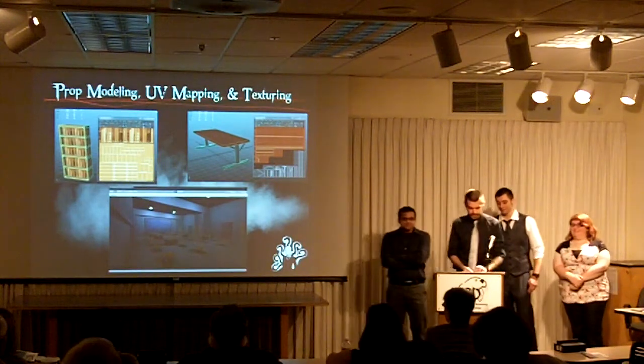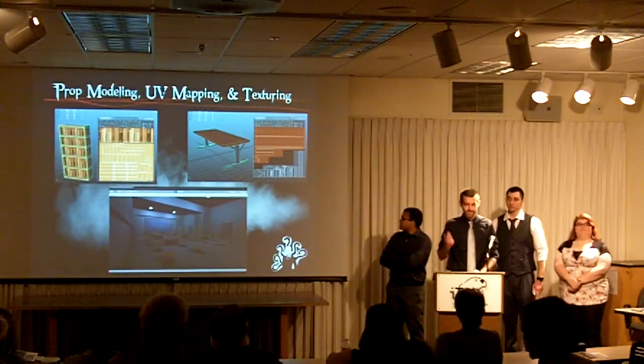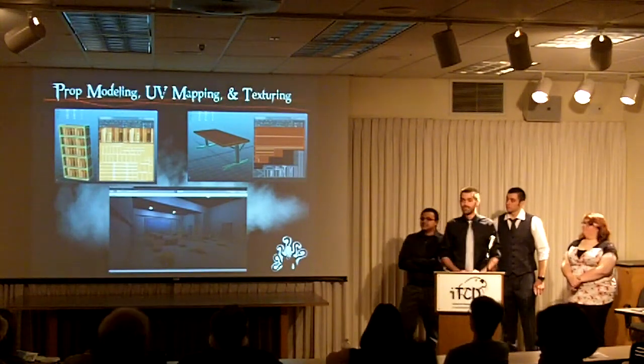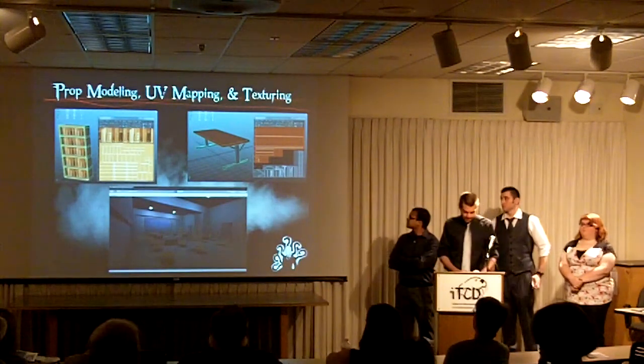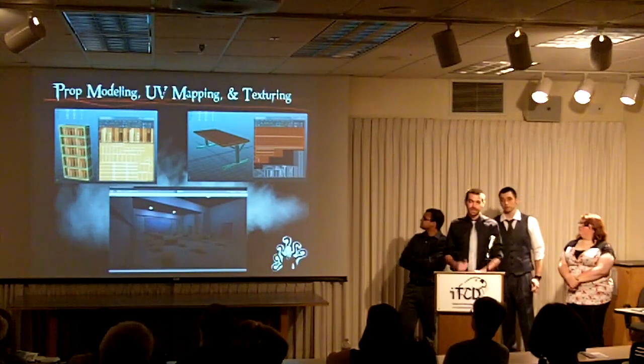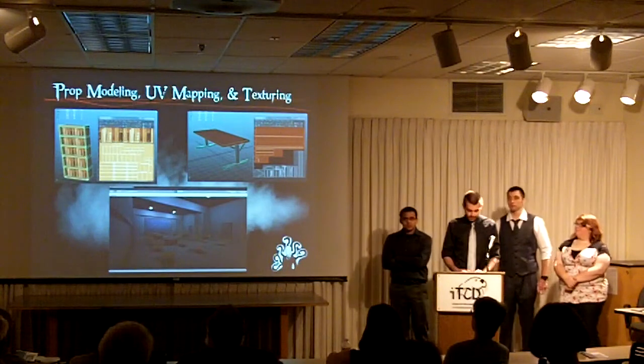So the first step of modeling game assets is to identify the need for a prop or object, such as a desk, a bookshelf, something like that. Next, the polygonal mesh is created and a shader is applied. That defines how the light reflects off the object.